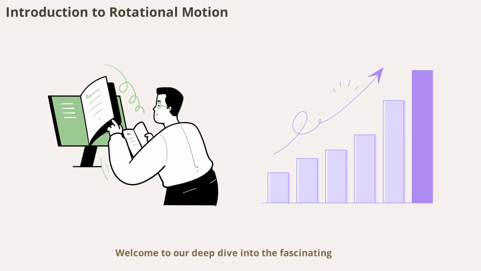Welcome to our deep dive into the fascinating world of rotational motion and systems of particles. In this chapter, we'll explore how objects behave when they rotate, how their mass is distributed, and why these concepts are crucial in both physics and engineering. Whether you're a student preparing for exams or just curious about the mechanics behind spinning objects, this video will guide you through the essential principles, derivations, and applications.